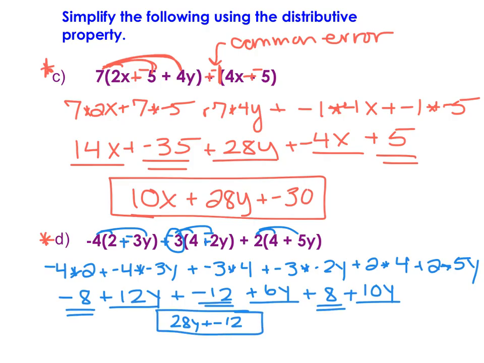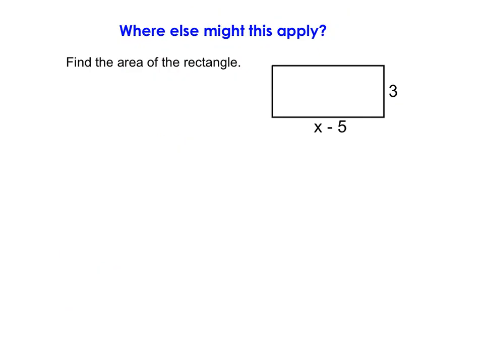So lots of details we need to pay attention to, but just noting, as you distribute, use keep, change, change to help you catch any sign errors, and then use your knowledge of combining like terms to get it completely simplified like we have in these two boxes.